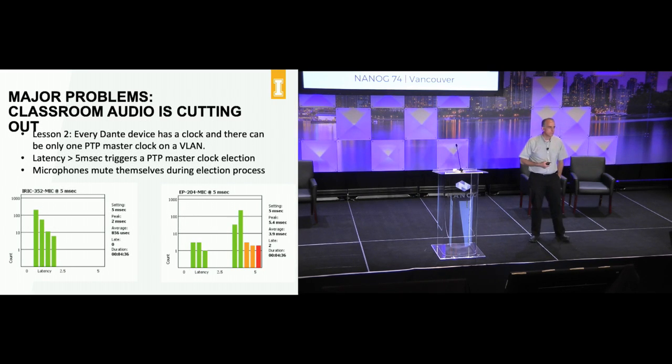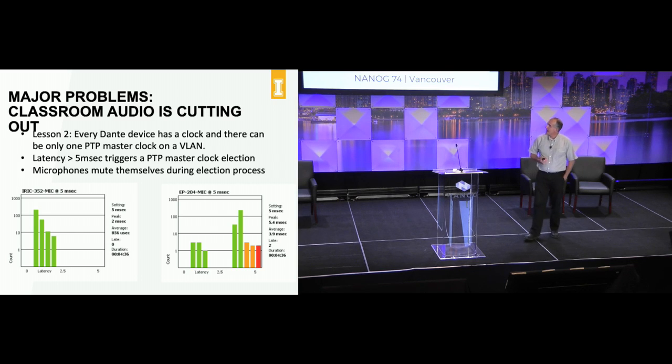Classroom audio is cutting out all the time, and we're looking at packet loss. Is there some kind of network problem of a more typical variety? But it turns out, no, the Dante protocol is going into election mode over and over again. Because there can be only one. It's Highlander in the Dante world. There must be one master clock on this VLAN between multiple buildings.